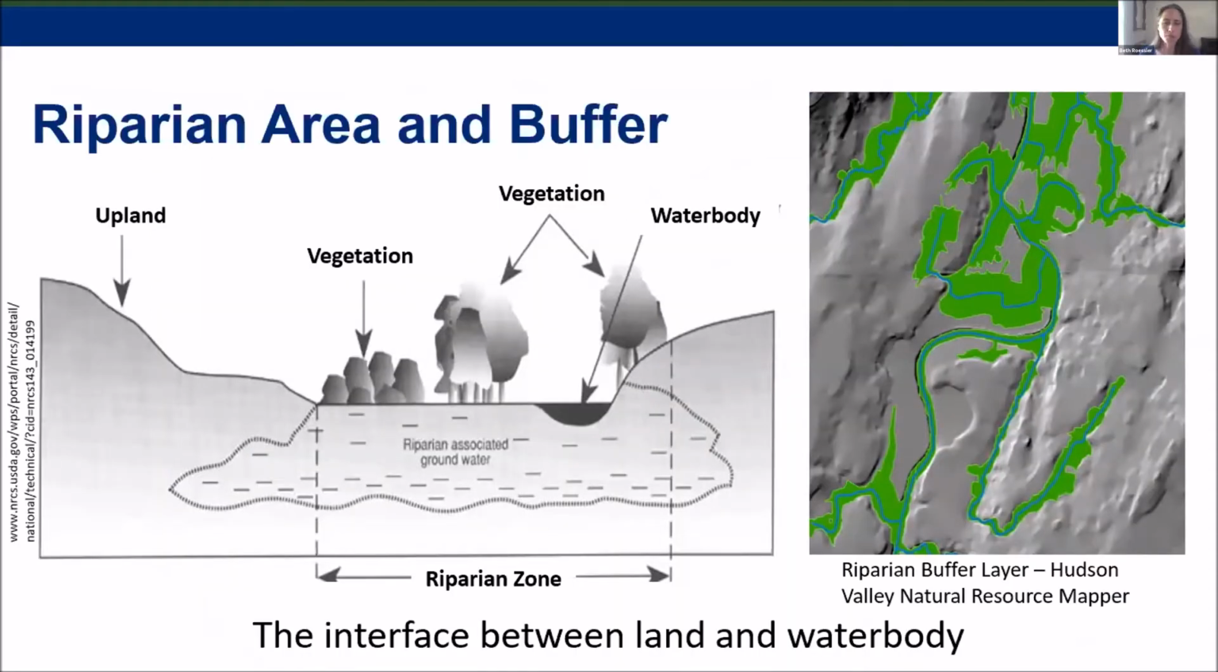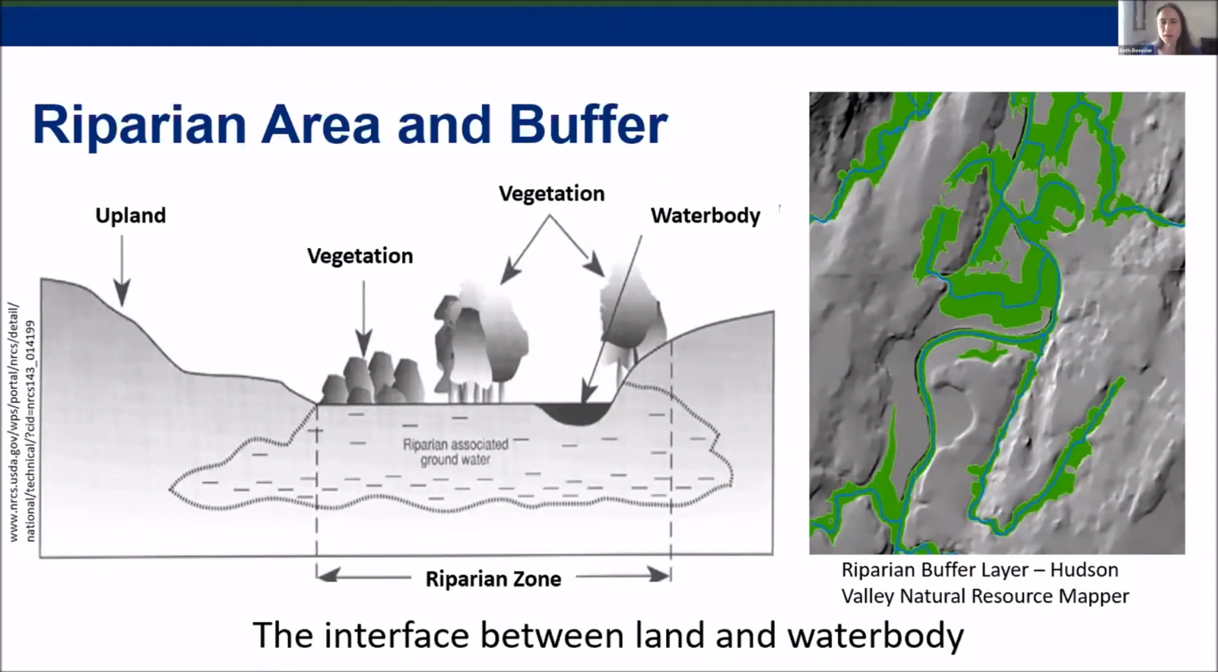Also, Nate mentioned the riparian buffer layer that's in the Hudson Valley Natural Resource Mapper. You can see that here on the right side of your screen; you can zoom into that. I just wanted to quickly mention that riparian is just a fancy word for next to water.